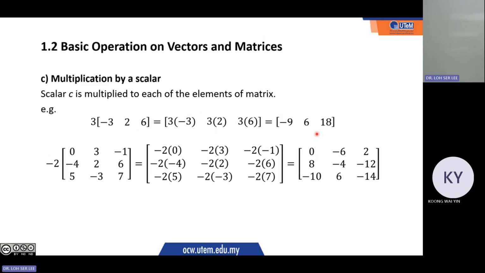Okay, multiplication by a scalar. This is not multiplication between matrices. This is multiplication by a scalar, meaning that we have a scalar multiplying a matrix. So all of the entries will be multiplied by -2. Every single entry will be multiplied by -2, then you get a new matrix. This is multiplication by a scalar.